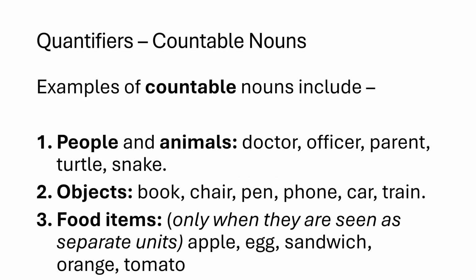Examples of countable nouns include people and animals, such as doctor, officer, parent, turtle, snake. Objects, such as book, chair, pen, phone, car, train. And food items, but only when they are seen as separate units, such as apple, egg, sandwich, orange, tomato.